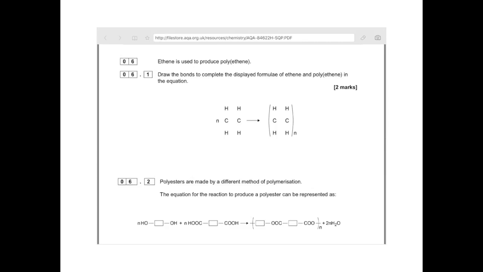Ethene is used to produce polyethene. Draw the bonds to complete the displayed formula of ethene and polyethene in the equation. Okay, this is a nice question because I've done half of it for you. So we have ethene first of all. Remember, ethene is an alkene, so we need a double bond.